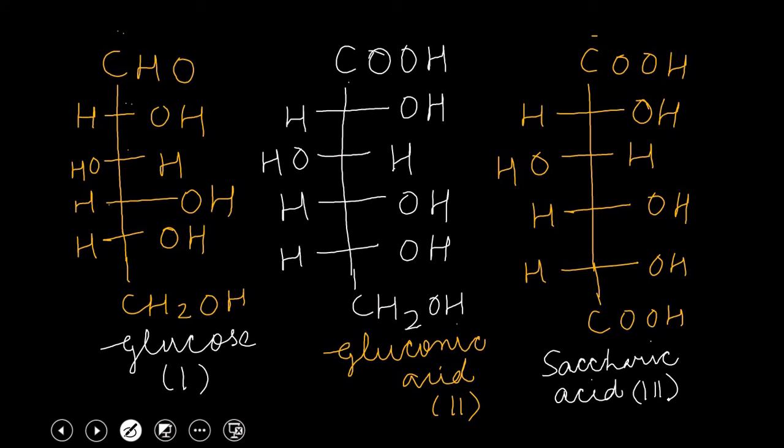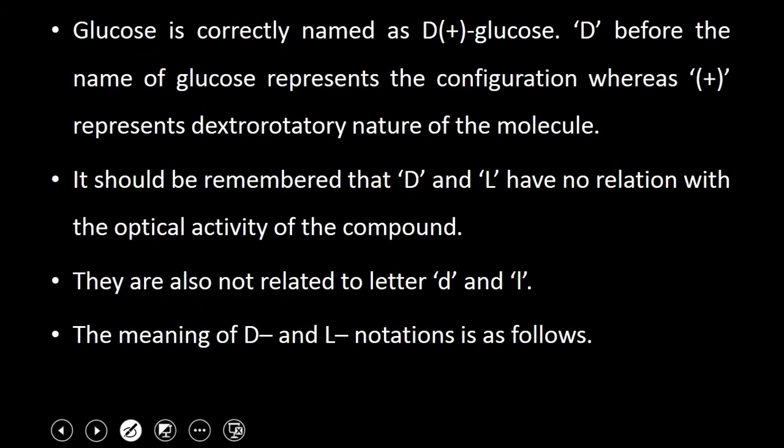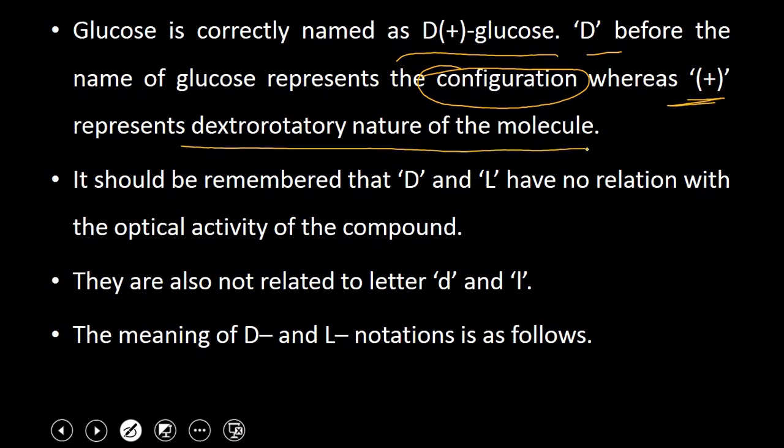So children, I hope these points are clear to you because in every case I told you a simple trick how to write the reactions. Now children, glucose is correctly named as D plus glucose. I want to mention here what is the correct name of glucose. It is named as D plus glucose. So what does D represent? D represents the configuration, children. This is a very important point. I have seen students getting confused. So always remember that D before the name of glucose represents configuration and the plus sign represents the dextrorotatory nature of the molecule.